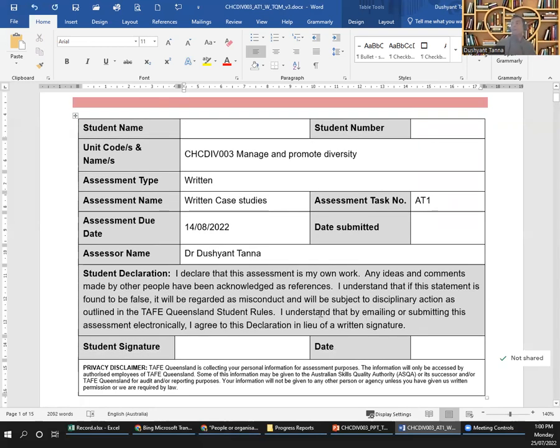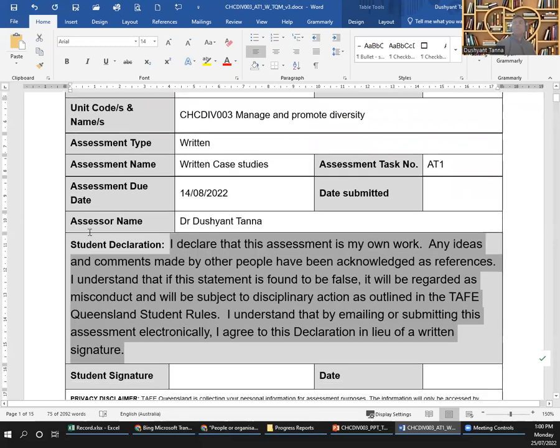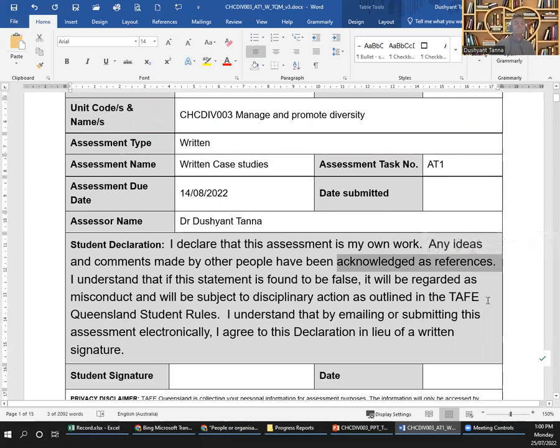Okay, now I'll make it bigger temporarily, then I'll make it smaller again. It's your declaration. I declare that this assessment is my own work. That is your own work. Any ideas or comments made by other people have been acknowledged as references. So you should have some reference section at the end. Note it down if you will forget this. I need some reference section either at the end or as you go along.